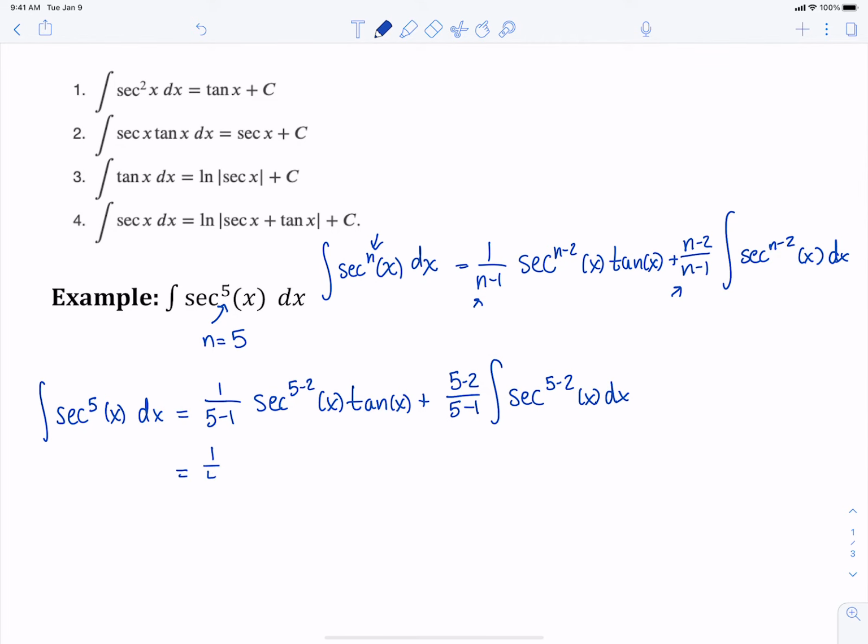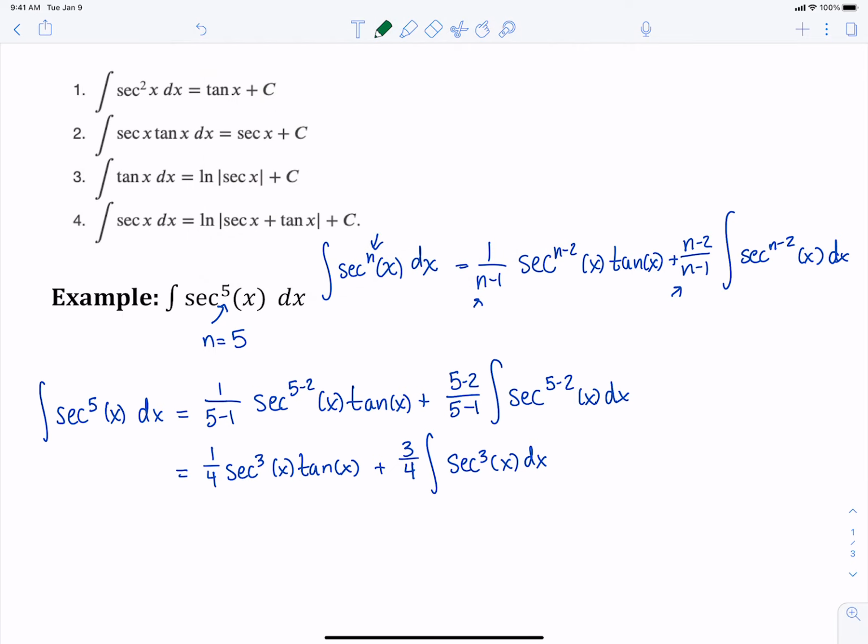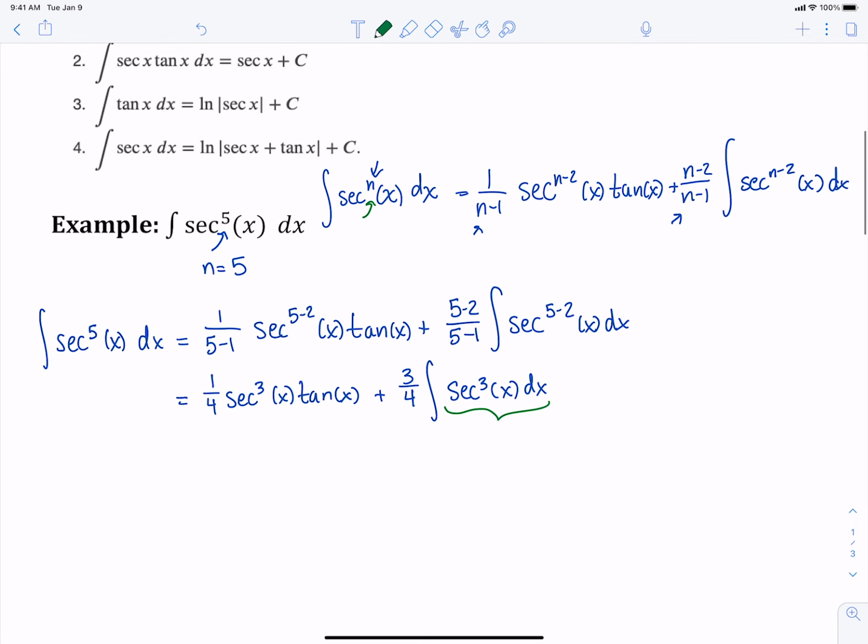So simplified, this is 1/4 secant cubed times tangent plus 3/4 the integral of secant to the third. So what we ended up with is an integral that we're going to need to use the reduction formula on again. And this happens a lot with these reduction formulas: you do it one time and then you end up with secant to a power. So we need to do this formula again.